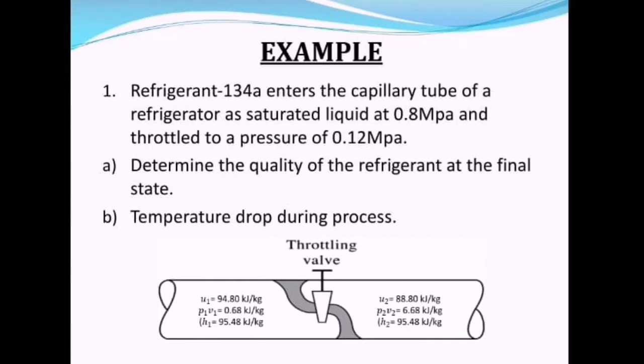Now, let's see the example. Refrigerant 134a enters the capillary tube of a refrigerator as saturated liquid at 0.8 MPa and is throttled to a pressure of 0.12 MPa. Determine the quality of refrigerant at the final state and temperature drop during the process.